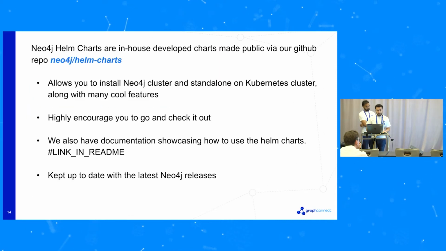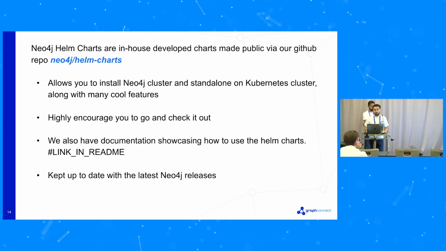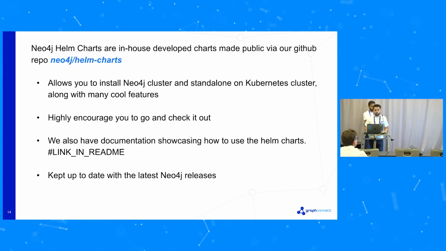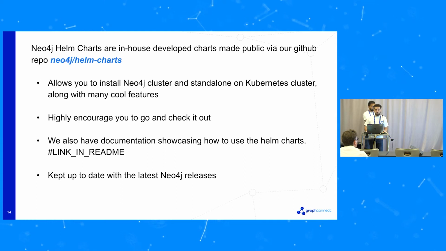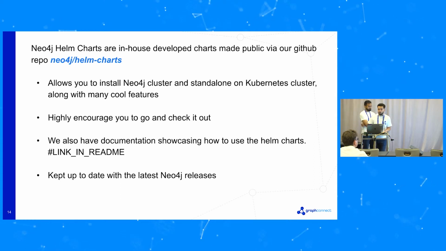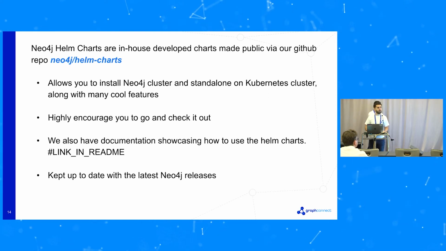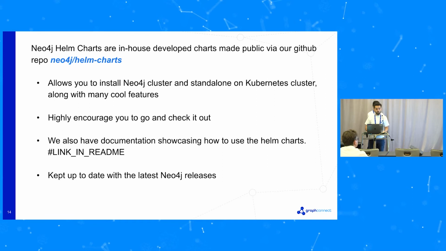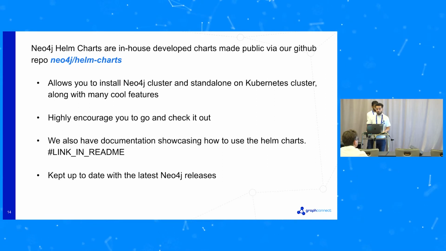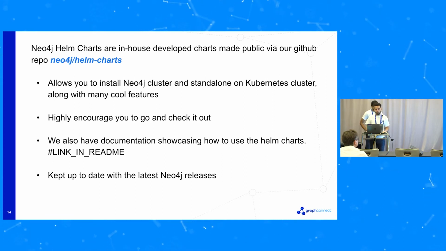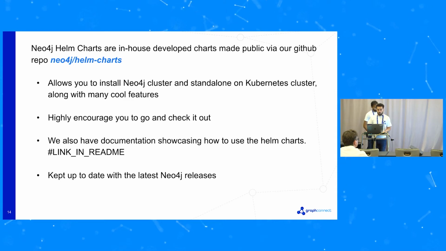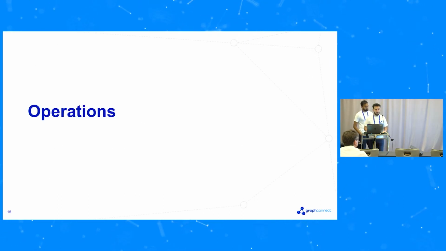So Neo4j Helm charts are in-house developed charts made public via our GitHub repo, which is neo4j/helm-charts. It allows you to install Neo4j cluster and standalone on Kubernetes cluster, along with many cool features. And we highly encourage you to go and check it out. There's also documentation showcasing how to use the Helm charts. And it's also kept up to date with the latest Neo4j releases.